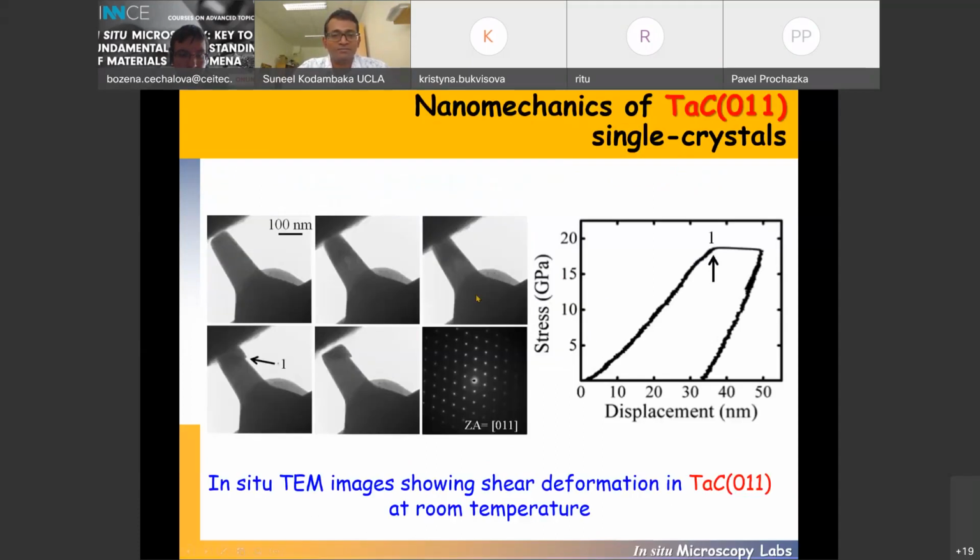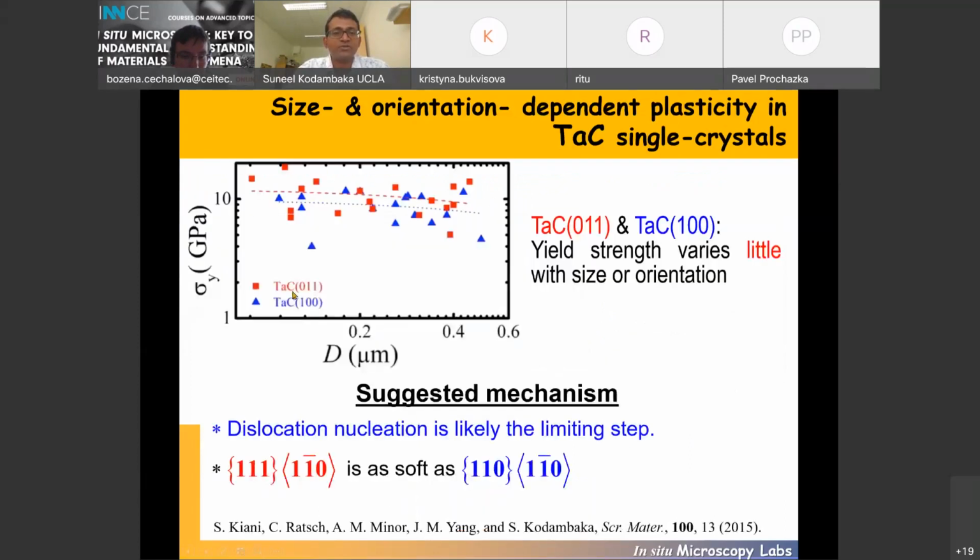And in all these experiments, the single crystal retains its crystallinity after compression tests as well, both in the zirconium carbide and in the tantalum carbide. And from these similar types of stress strain curves, we obtain yield strengths for different sizes and for the two different orientations. And the data is summarized here.